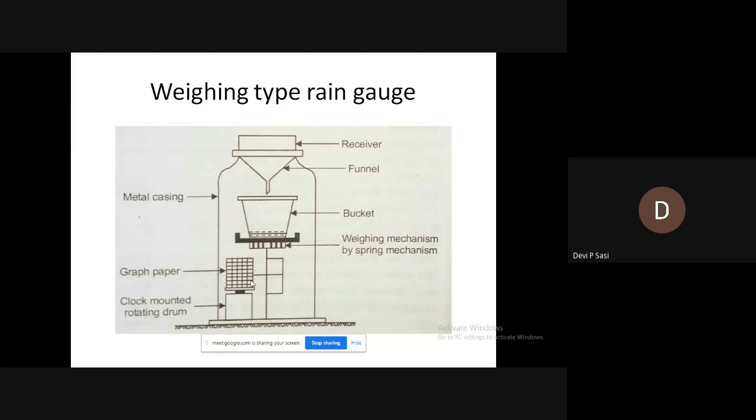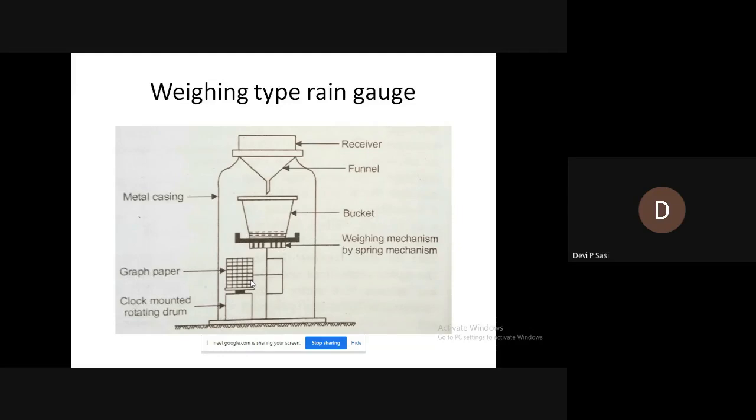Suppose, for example, we take that for every 150 mm one mark is produced. If there are 2 marks, we can know that 150 mm plus 150 mm has accumulated. So if one mark corresponds to 150 mm, and there are 2 marks, we can say that 300 mm rainfall is collected. So we can directly measure the amount of rainfall by using a weighing type rain gauge.